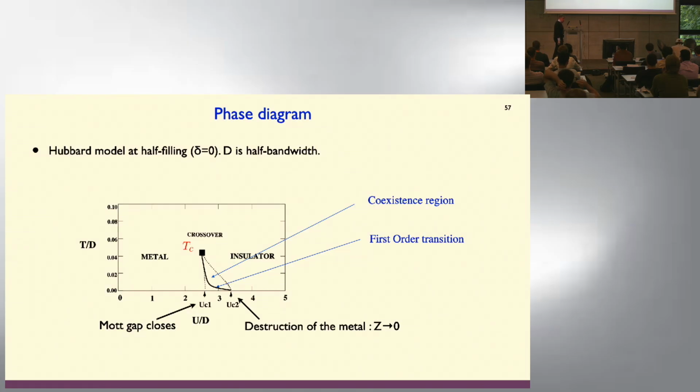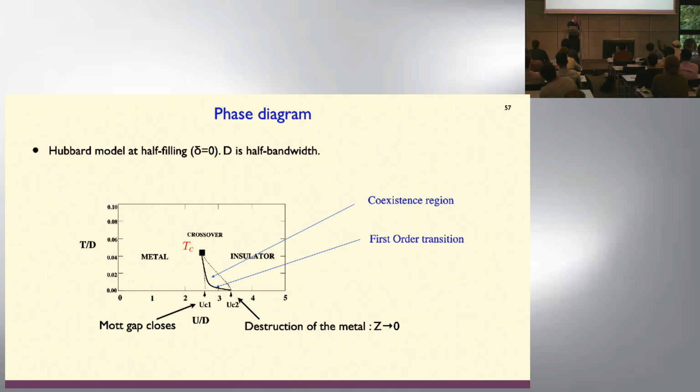All right. So here is the phase diagram, again at half filling. D is the half bandwidth, which is our unit of energy here. We look at the phase diagram as a function of temperature and interaction U. From the solution, we find two solutions, a metallic solution and an insulating solution at low temperature, and a crossover between the two at high temperature. There is a coexistence between these two phases and a hysteresis, so it's a first-order phase transition that ends at a critical point at a temperature Tc.